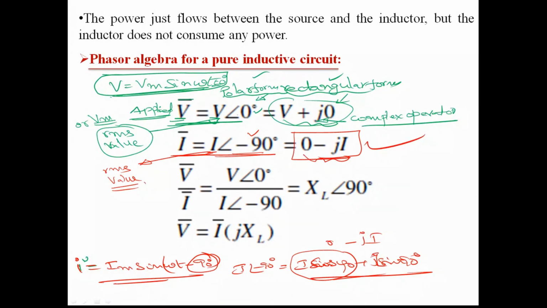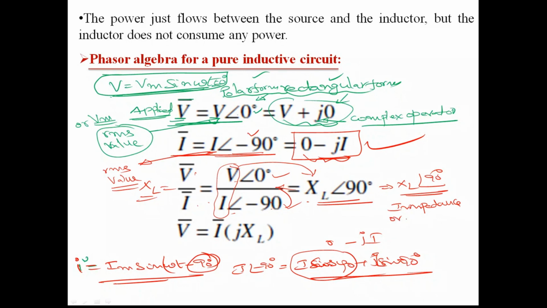Then when you want the reactance, that is XL, what you do is apply Ohm's law, V by I. You substitute V bar by I bar, where V bar is nothing but V angle 0 degrees, and I bar is nothing but I angle minus 90 degrees. Then you will get XL. The magnitude of XL is nothing but V by I, and the angles are 0 and minus 90, so minus 90 going up becomes plus 90. Therefore XL angle 90 degrees is the impedance or reactance, the inductive reactance.